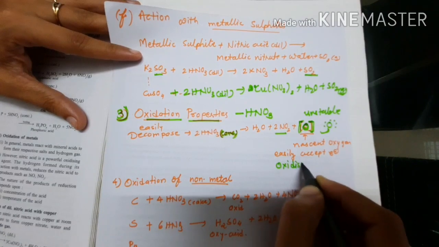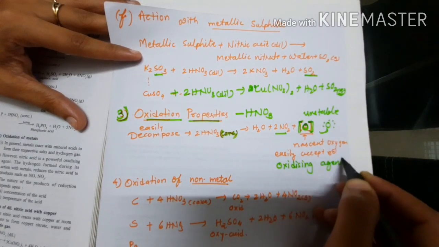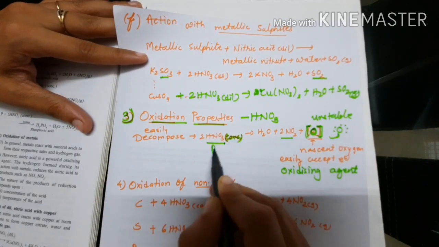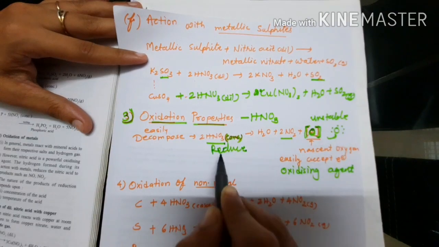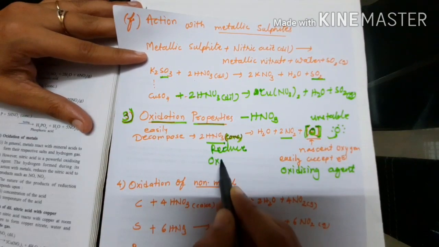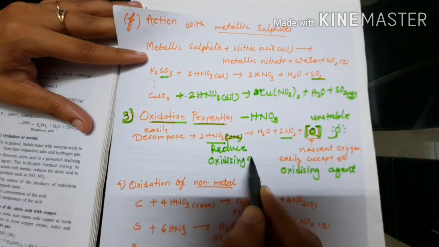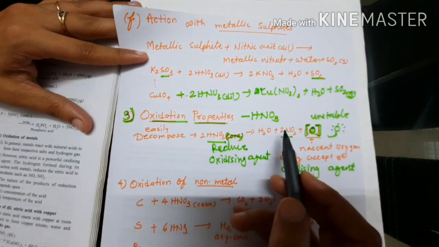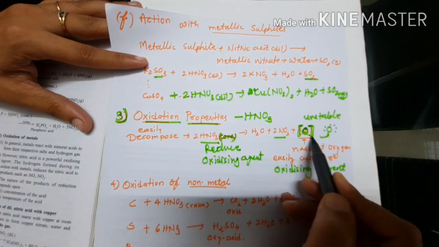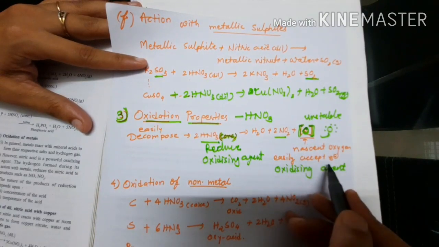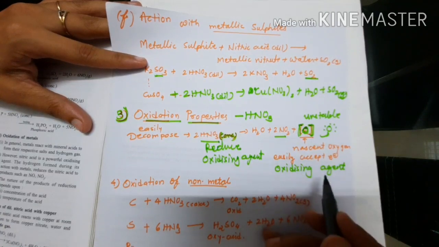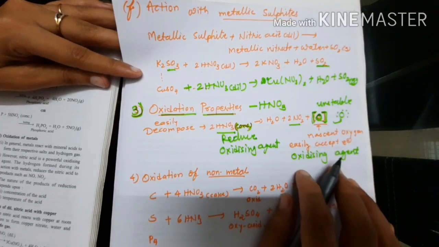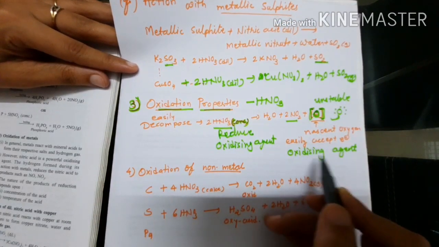It will form an oxidizing agent. HNO3 will be reduced, but it behaves as an oxidizing agent. We learned this in 9th standard, students. So how does it behave as an oxidizing agent? Because HNO3 easily decomposes. When it is decomposed, it converts into nascent oxygen, and nascent oxygen easily accepts electrons, and accepting of electrons is called an oxidizing reaction. So it oxidizes easily with metals.